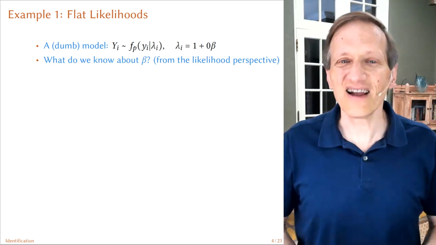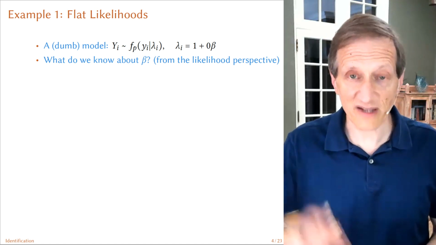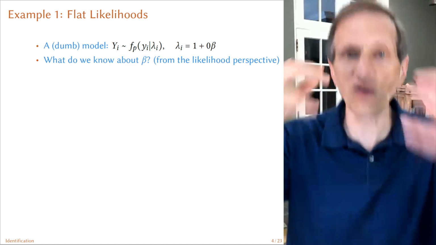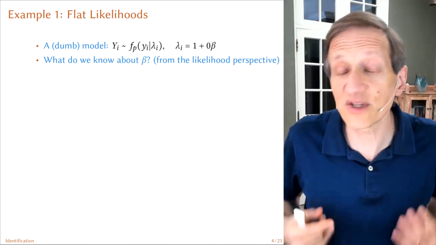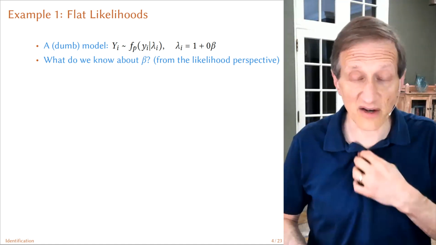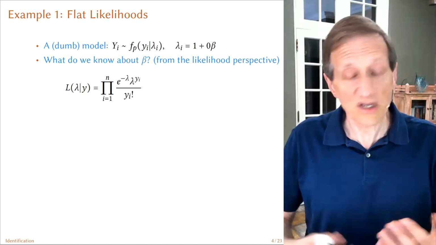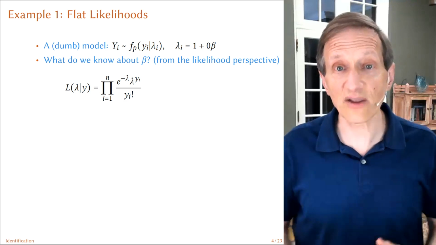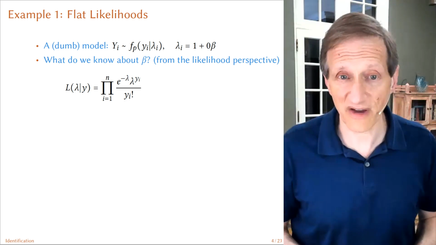Anyway, so what do we know about beta solely from a likelihood perspective? So now let's imagine that we don't fully understand or know that this is a dumb model. Perhaps it's not transparent to us that it's a dumb model, as it will be in more complicated cases. So let's just follow likelihood and see what likelihood tells us. Fortunately, likelihood will tell us that this is not identified.